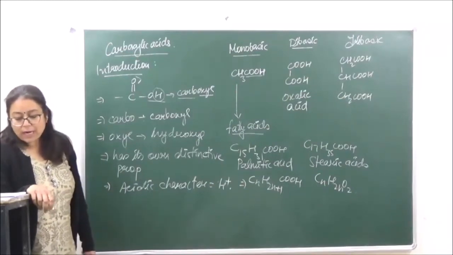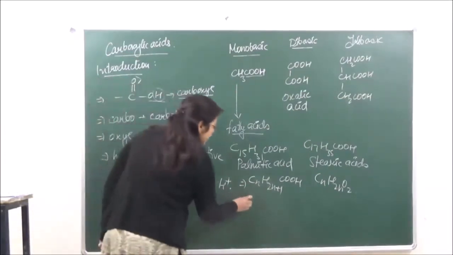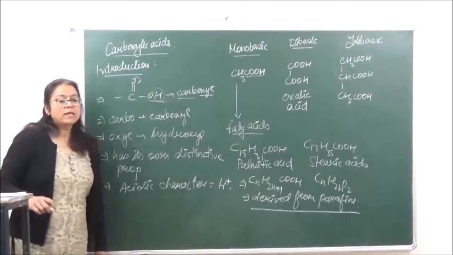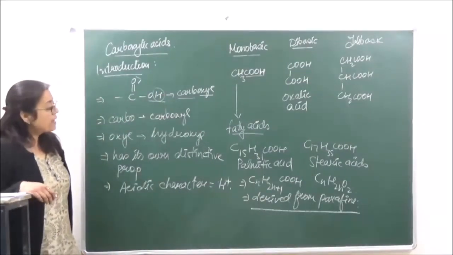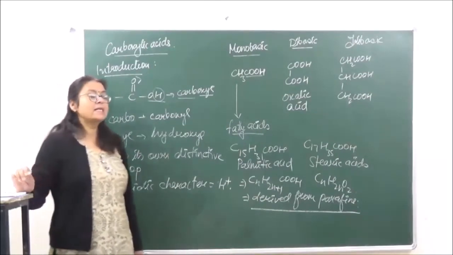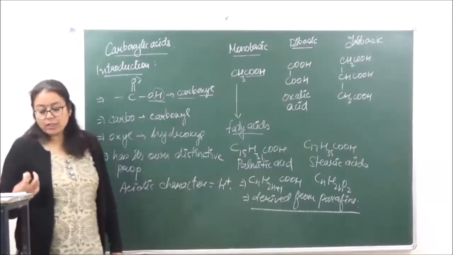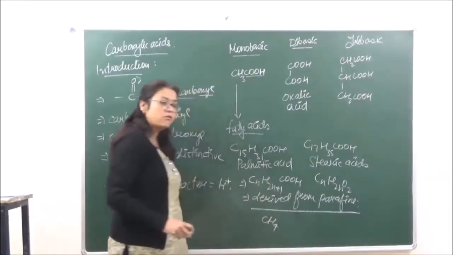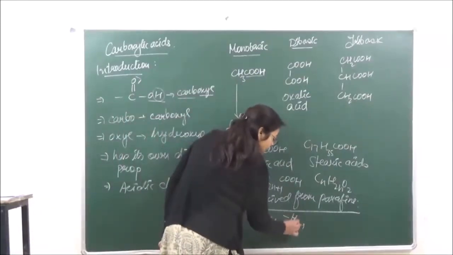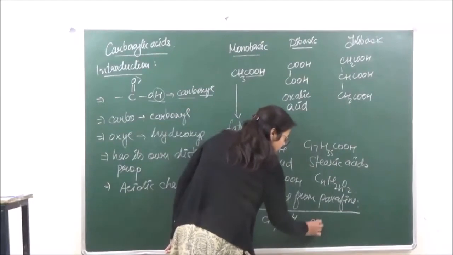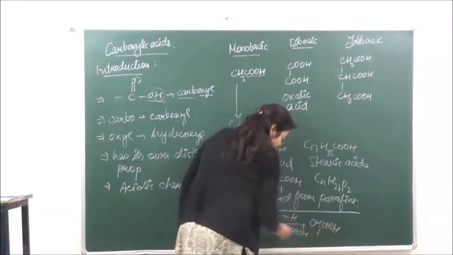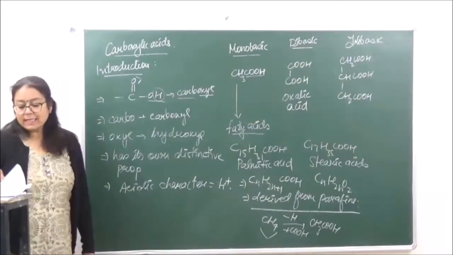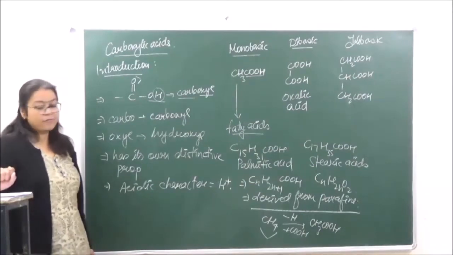Now, saturated monocarboxylic acids are also said to be derived from paraffins. What are paraffins? They are alkanes. When one of the hydrogens in an alkane is substituted by a COOH group, that gives us the acid. For example, CH4 minus H plus COOH gives us CH3COOH. So you can see that it is derived from paraffins. Saturated monocarboxylic acids are also considered to be derived from paraffins.